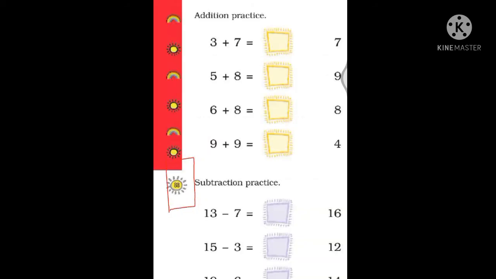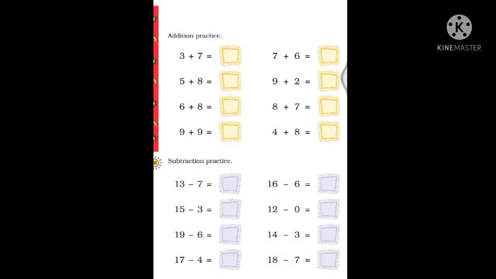Now we will see the next page. Okay. Now next is your page number 88 in your maths textbook, right? And this one is the last page of your chapter number 5 in your textbook. Yes or no? Okay students, your first question, let's start.